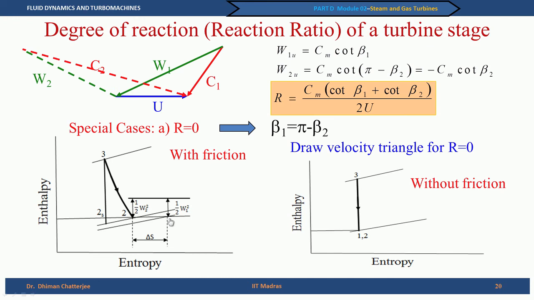your point 1. So, what we find is that there is an entropy increase because there is friction and the pressure has reduced. So, in this case, strictly speaking, even though we get R equal to 0 from the enthalpy definitions, there is a pressure change.